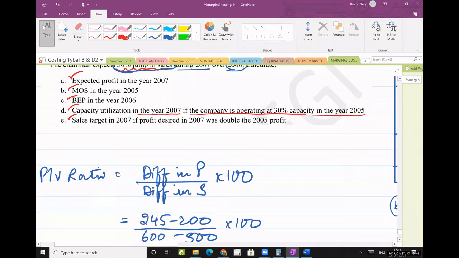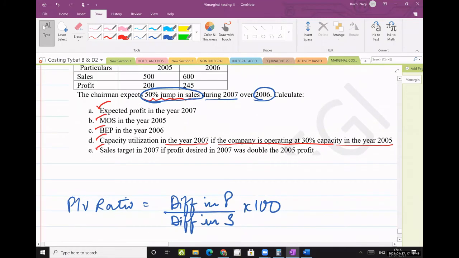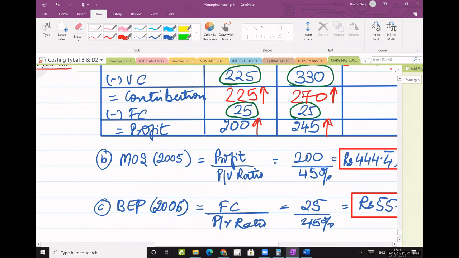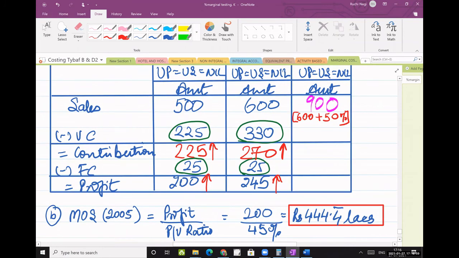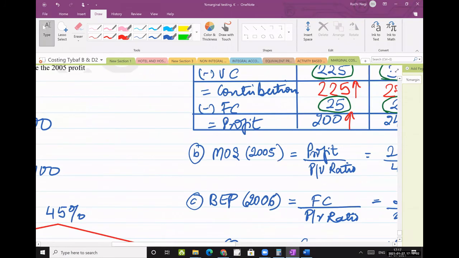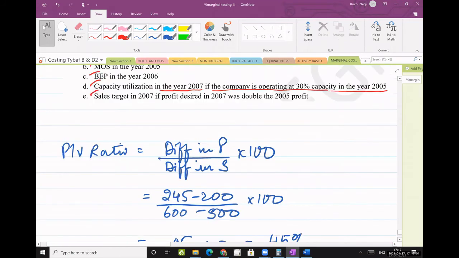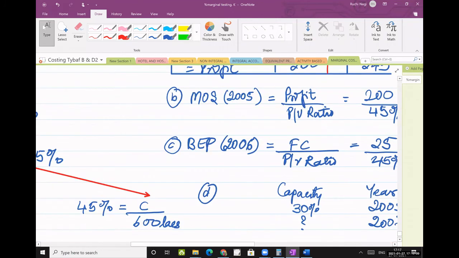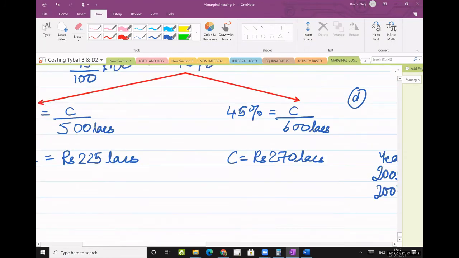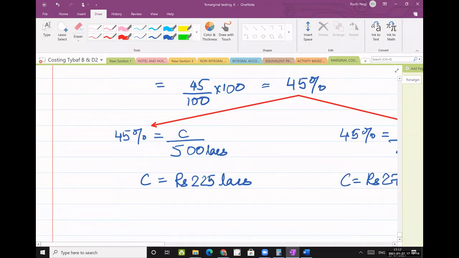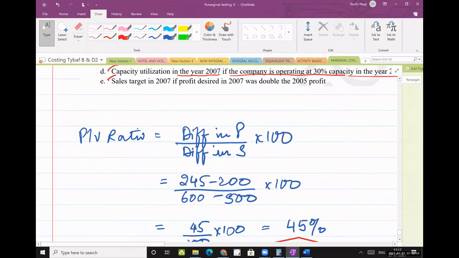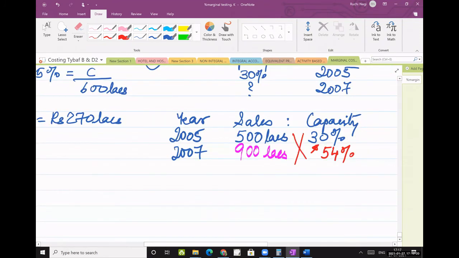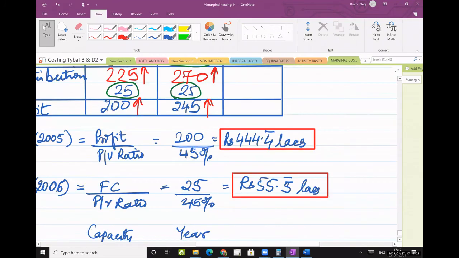अब मुझे क्या चाहिए? 2000. अब मेरे को सेल्स मिल गया, तो अब मुझे ये भी मिल जाएगा, एक्सपेक्टेड प्रॉफिट इन द ईयर 2007. Now I can get this information also, obviously yes. ठीक है, तो थोड़ा दिमाग लगाते हैं, कैसे क्या मिलेगा, कौन सा इंफॉर्मेशन मिलेगा. A lot of working notes will be required, students, for this sum, because you have to think in that fashion.